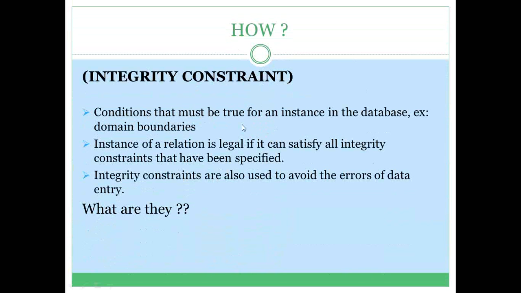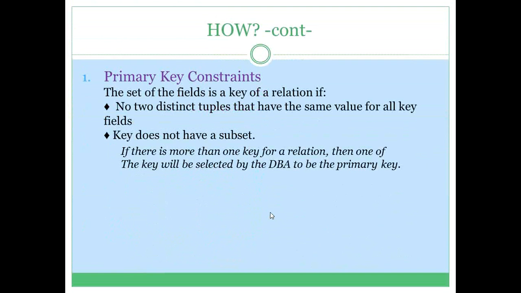Example, domain boundaries. And second, an instance of a relation is legal if it satisfies all integrity constraints that have been specified. And third, integrity constraints are also used to avoid errors of data entry. What are they? So we will now see the example. So integrity constraint first is primary key constraint.